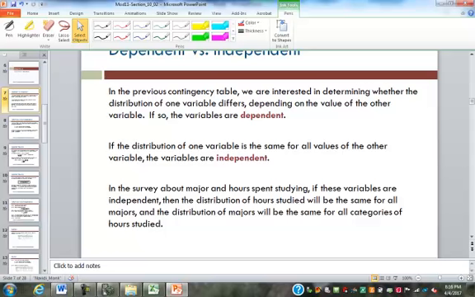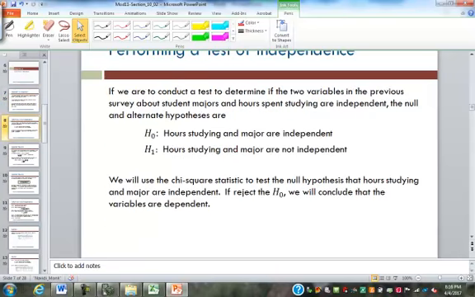So let's take a look then at this data on the number of hours studied compared to their major. Our null hypothesis is that they're independent, as I said, worded a little more eloquently, saying hours studied and the major are independent. And then, of course, the alternative, H1, is that the hours studied and major are not independent. So we will use a chi-squared test for independence here to test to see if that is true.